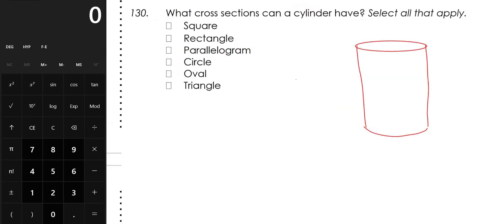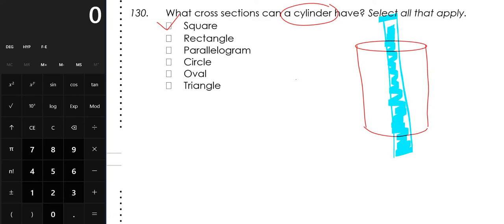130. What cross sections can a cylinder have? Okay, so I drew my cylinder. First one is a square. Now that is possible. A square is possible. I want you to imagine that if you were to cut your cylinder down the center and you took a look at what was formed, what you would really see is a rectangle. So I'm definitely going to get a rectangle. But if the height of the cylinder was the same as the width of the cylinder, it would form a square. So a square and a rectangle are possible.